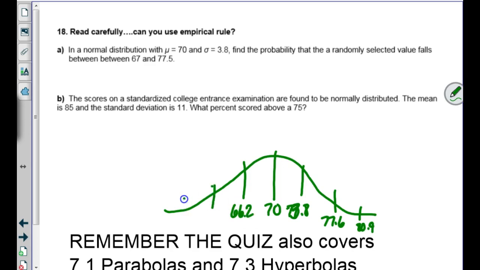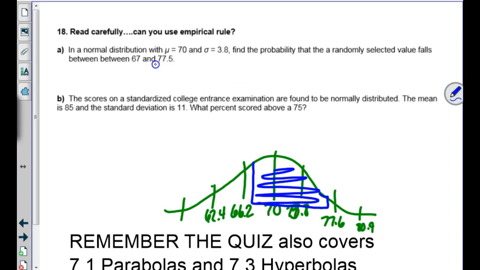Minus 3.8, 362.4 or 6 and something. Anyway, okay. This is what is the percent between 67 and 77.5? Are those numbers on our chart, guys? No. So we can't use this. We can't use, it's the ones in here, but we don't know that.